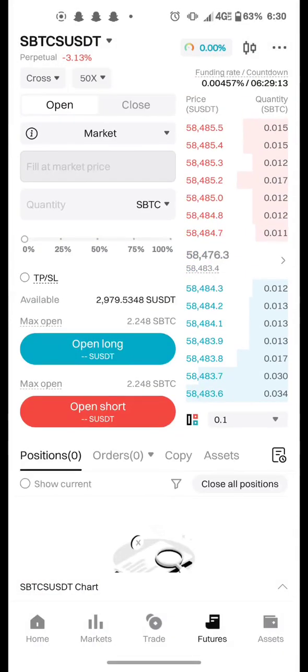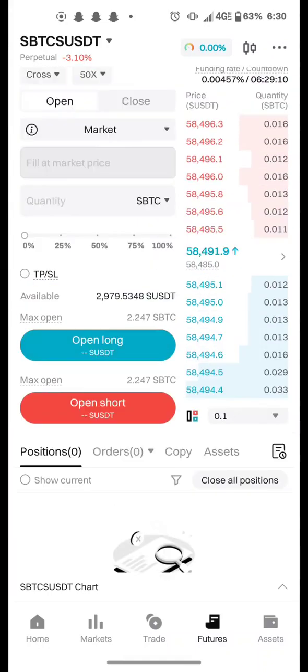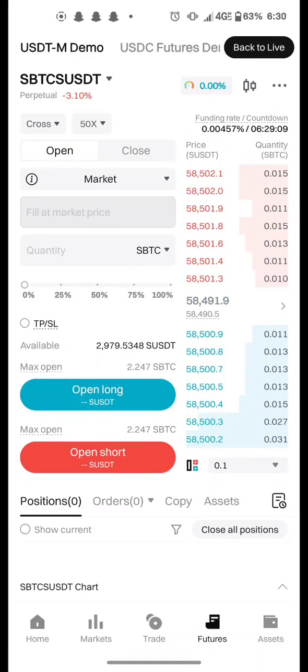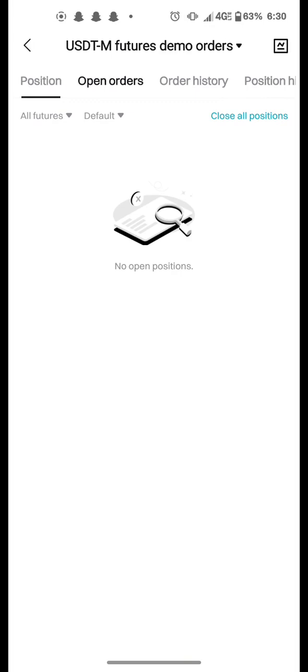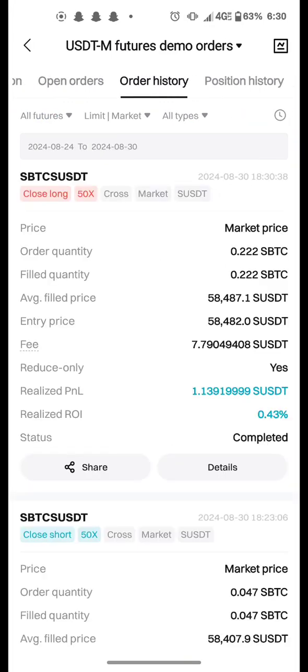Oh, we are out of the trade. See, it has taken profit for me. It has taken profit for me. Can you see it has taken profit? I came to check it. It took profit of 0.43%. Can you see? It has taken profit. This is what we made. Do you get that now? It has taken profit. Do you get that now?